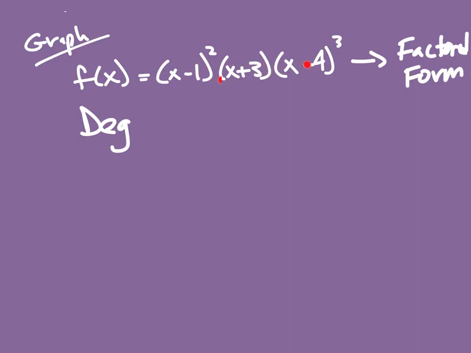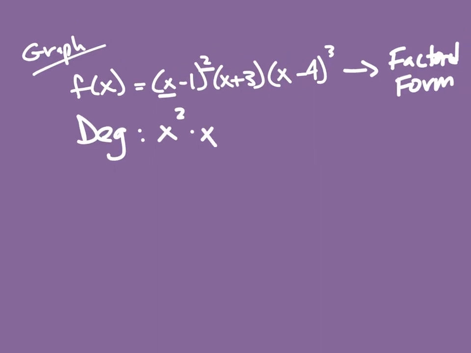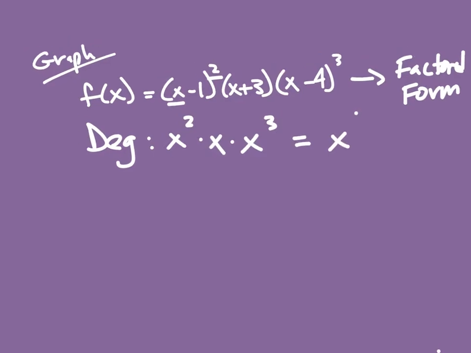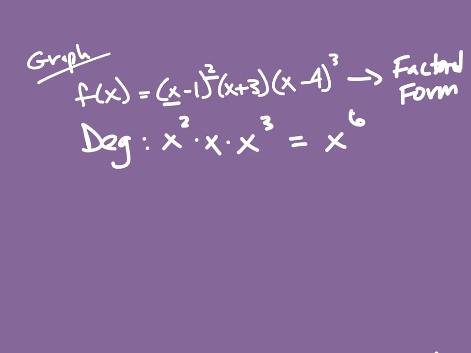Now, it's a little tricky when it's in factored form, but if something's in factored form, notice how I've got x squared times another x. If you were to multiply all this out and FOIL everything, x squared times x and then times an x cubed, then you would get x to the 6th power. If you've got x to the 6th power, then we can identify that our degree is 6, which is an even number. So that leads us to our end behavior.